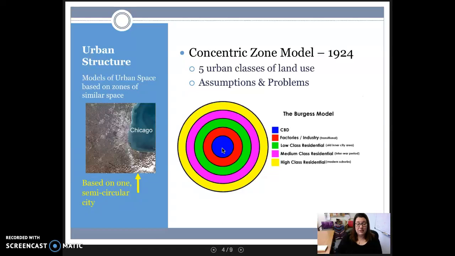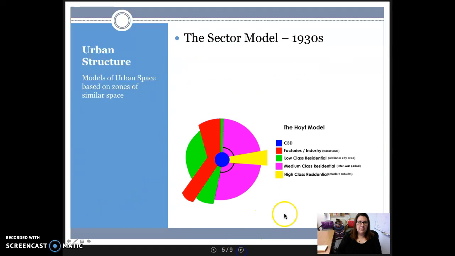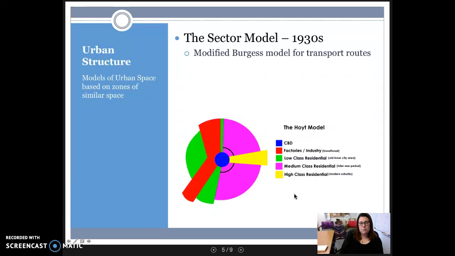Again, topography influences that. So that would influence where people settle and how development happens. But for this generalized model, the assumptions were made. Okay, the next model we're going to look at is the sector model created by Hoyt. And Hoyt worked to modify the concentric zone model mainly based on transit routes.